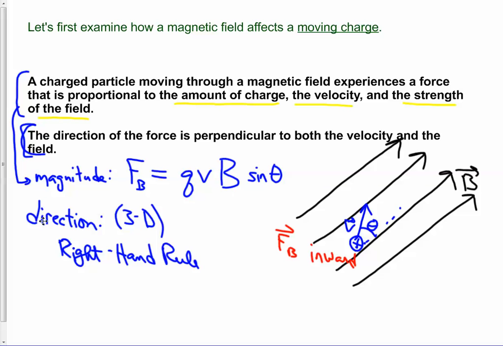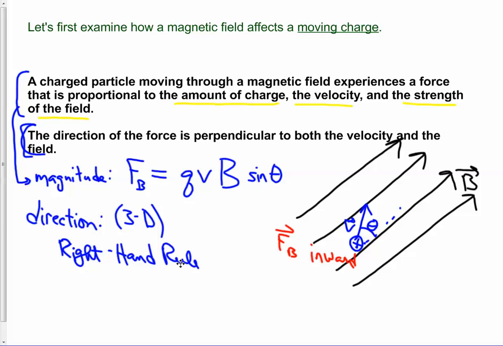So that's the magnitude. The direction of the resulting magnetic force is always in the third dimension. So if the V and the B together sort of define a plane, two dimensions, the magnetic force is always going to be perpendicular to that. So it's going to be perpendicular to the V vector and perpendicular to the B vector, according to the right-hand rule.